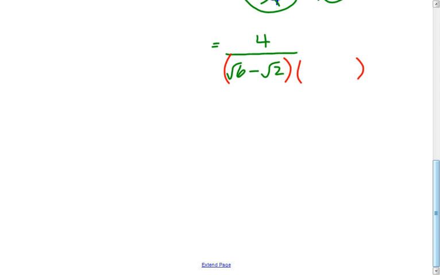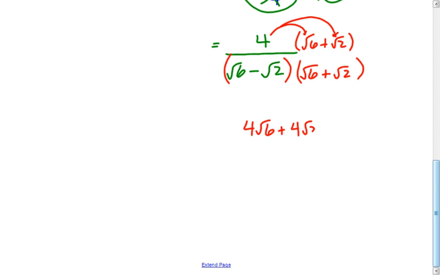The conjugate to root 6 minus root 2 is root 6 plus root 2. You just switch the sign in between there. You never switch the sign on the first number. You only switch the sign in between. That's it. And then root 6 plus root 2. All right, then I'm going to distribute across the top. So I'll have 4 root 6 plus 4 root 2.